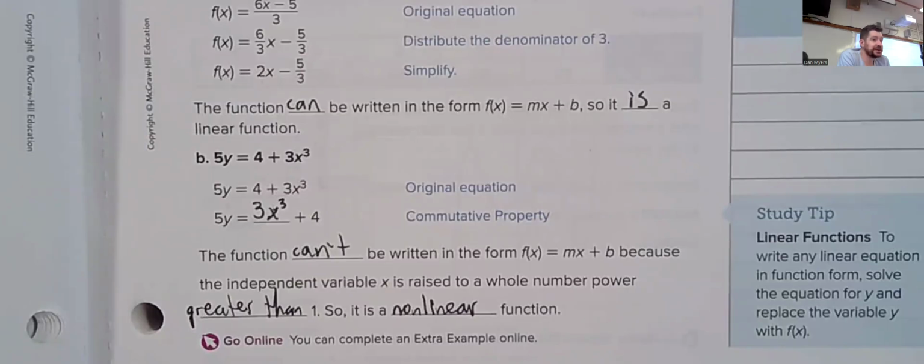So that's the idea of linear and nonlinear. You can use a little bit of algebra. If you can get y by itself and you got y equals some number times x plus or minus another number, it's linear. If it can't be written like that at all, it's not linear.